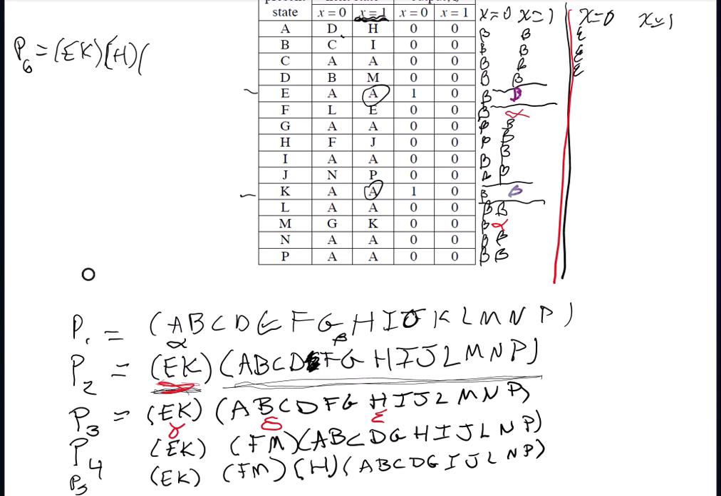F and M. So F has as its 1 successor E, and M has as its 1 successor K. Those are both in the same partition. So F and M both have their 1 successor in the same partition, so they'll stay together.